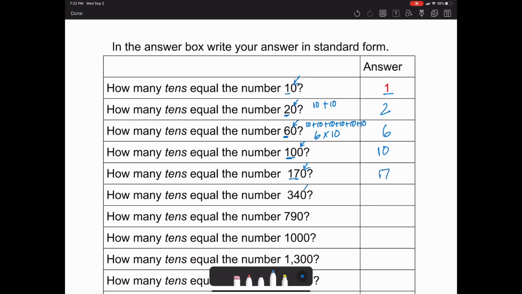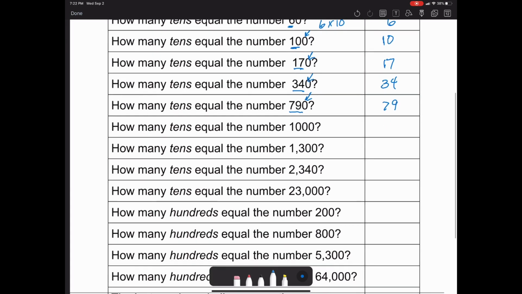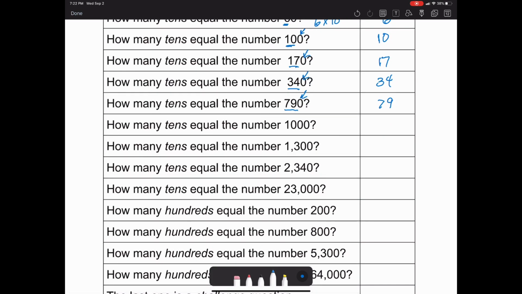How many tens fit in 340? 34. How many tens fit in 790? 79. And it continues. How many tens, there's the 1 0, fit in 1,000? 100 do. How many tens fit in 1,300? 130 do.